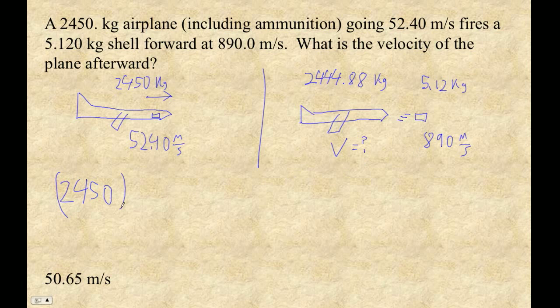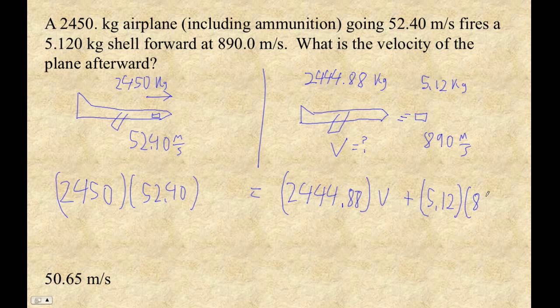So this is going to be 2450 times 52.40. And when I do these problems, I always write the momentum right under the object. It's so that you keep yourself organized so you don't screw up the problem. So that's times V, and then we go plus 5.12 times 890. So the momentum before is going to be 128,380, and that's the total momentum of the plane.